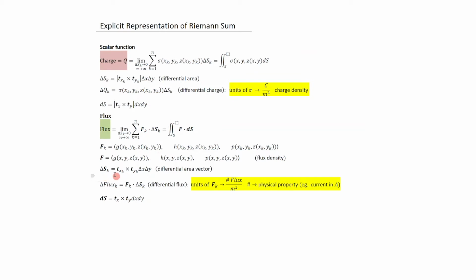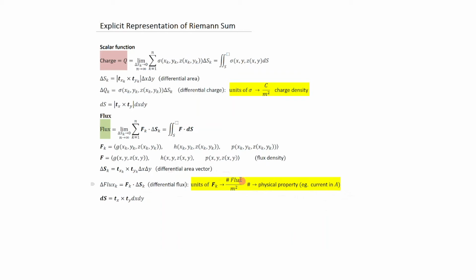So delta S_k in this case would be t_x cross t_y, subscript k, delta x delta y. It's a differential area vector, and this is the differential flux associated with the differential area. The units of F_k will be some property, flux, divided by meter squared. In this particular example, the property could be the current in amps, in which case this really ought to read current flux. Normally they would say current, but in actual fact, we would say current flux. That way you know that we're dealing with a vector field rather than a scalar.